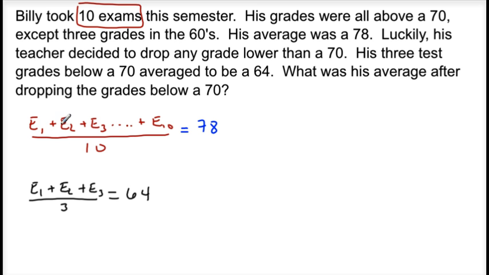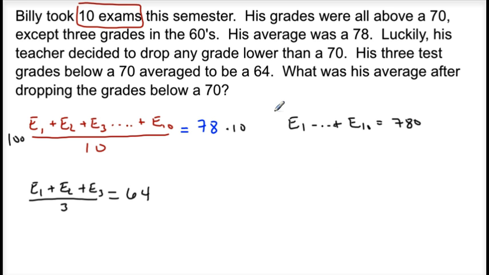Again, I divide this by 10 because 10 numbers divided by 10 gives me my average. 3 numbers divided by 3 gives me my average of those 3 numbers. So now, if I want to know the total of his 10 exams, I'm going to take my 78 and clear my fraction here by multiplying both sides by 10. So his total of exam 1 through exam 10 is equal to 780.